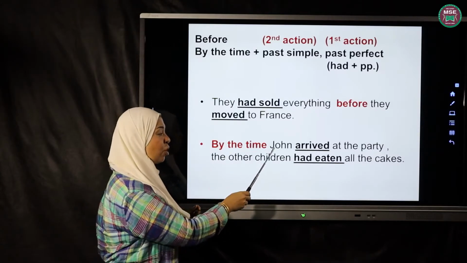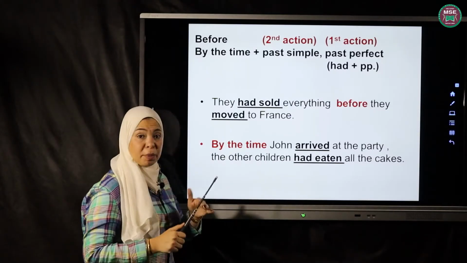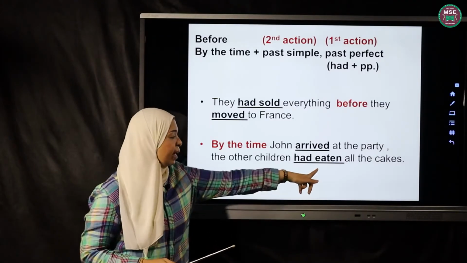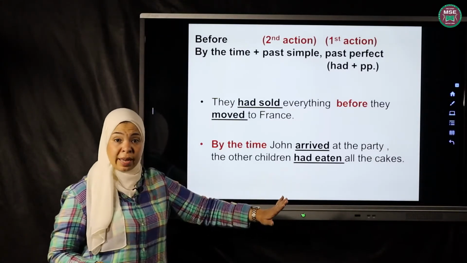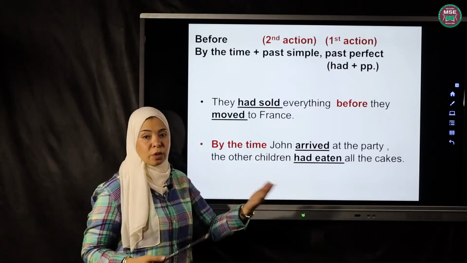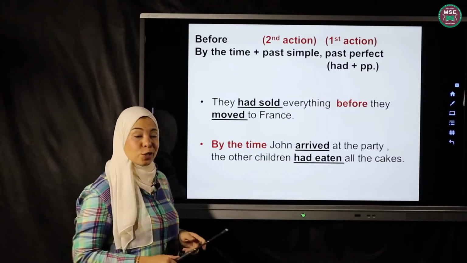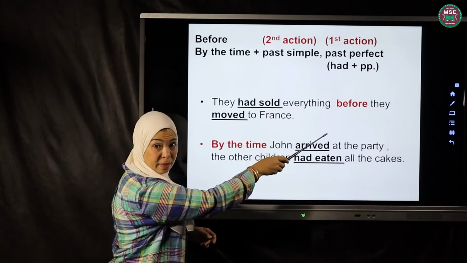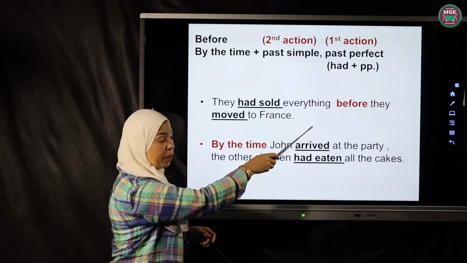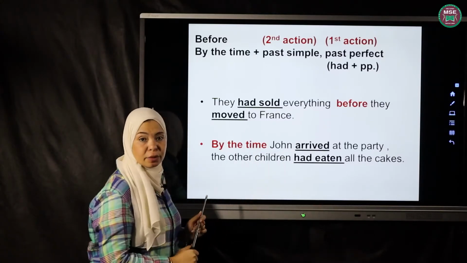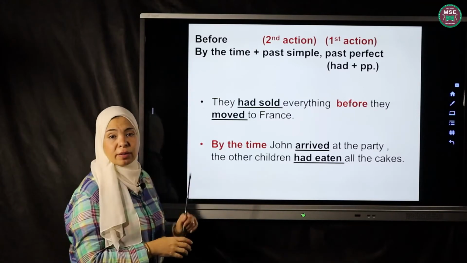By the time John arrived at the party, by the time he arrived, the other children had eaten. This means that the children had eaten all the cakes first. Then what happened? Then John arrived. Of course, when he arrived, he didn't find anything to eat. So, by the time plus past, because plus past, before plus past, sorry. By the time John arrived at the party, the other children had eaten. So, before, by the time.